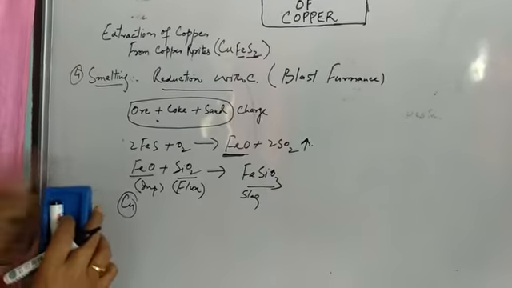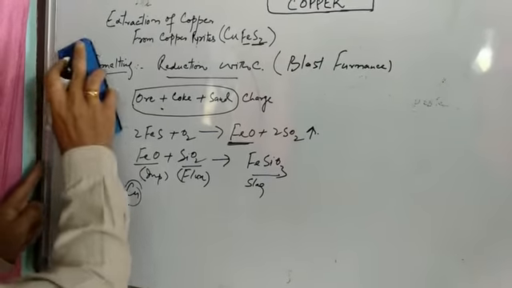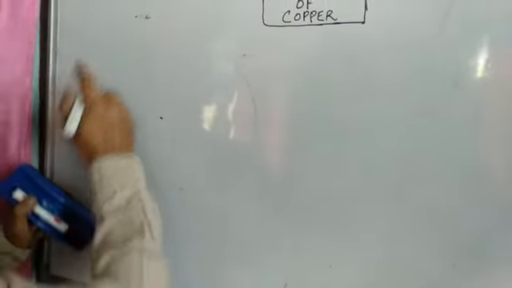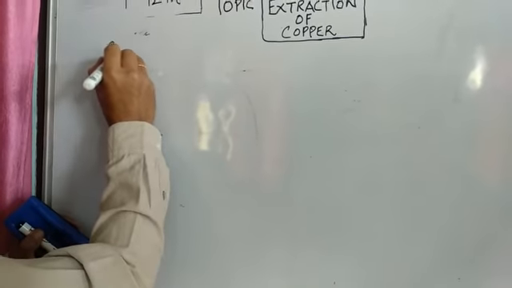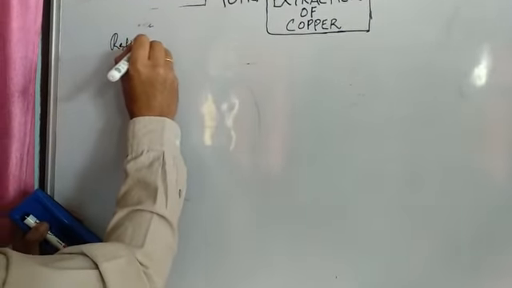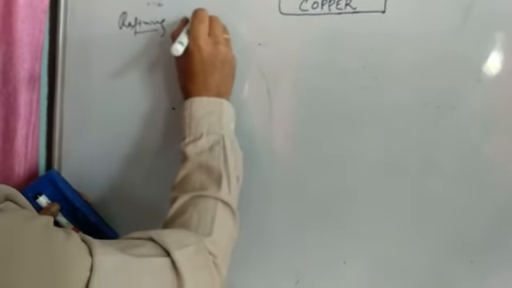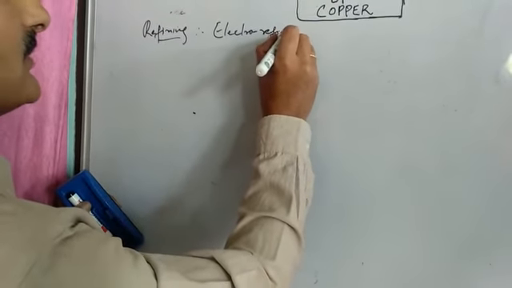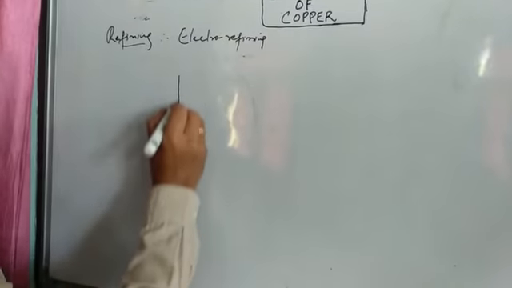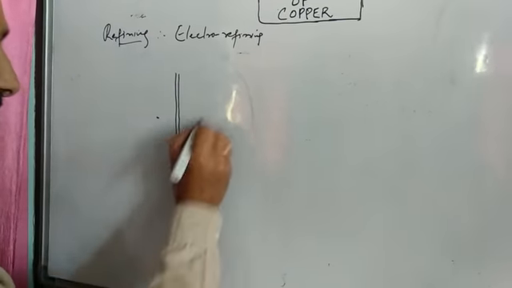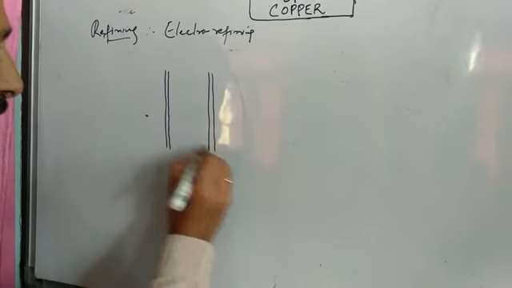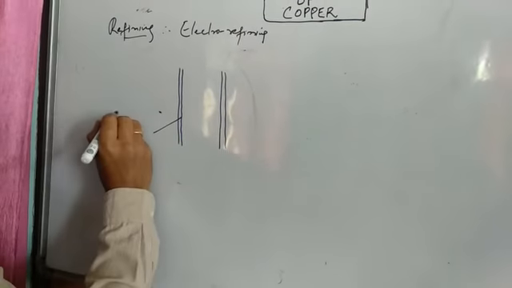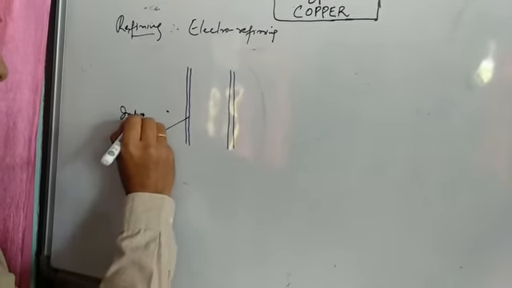So this copper still is not 100% pure. So it is purified by the last step in the extraction, that is refining. The last step is refining. And how is refining done? Suppose we again do electro refining. What we do in electro refining? In electro refining, we dip two electrodes, one of impure copper that we obtained in the last step. We have got copper, but that is not 100% pure.